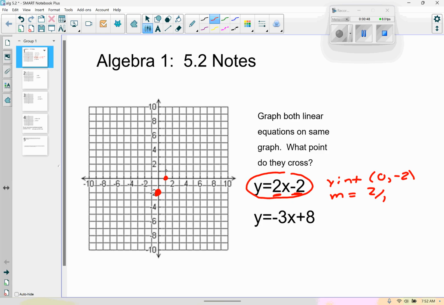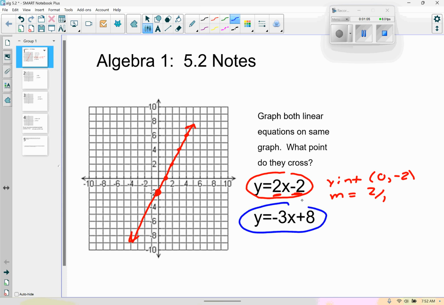And sometimes it's easier if you keep going with slope. So up 2, right 1, up 2, right 1, up 2, right 1. And then go ahead and connect all those dots together. There's our first one.